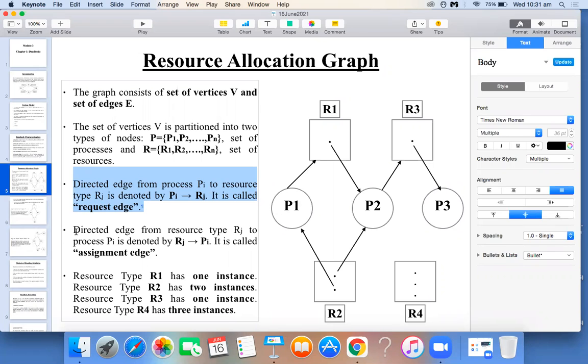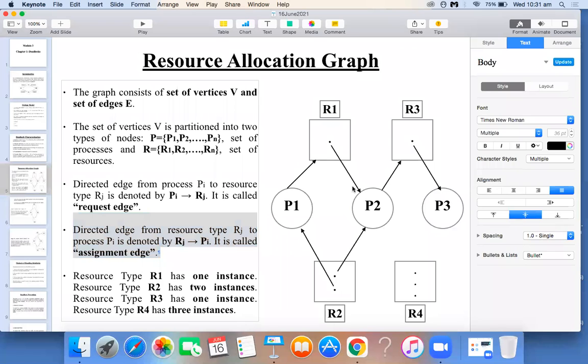Similarly, there is one more edge you can see in this resource allocation graph: an edge from resource Rj to process Pi. In this example, there is an edge from resource R1 to P2. We call this edge an assignment edge, which means that resource has been allotted to that process. We have allotted that resource to the particular process, which is why it is called an assignment edge. Clear with this?